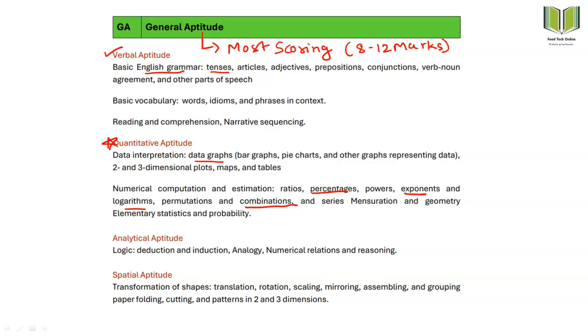And after that, logic, meaning deduction, induction, analogy, numerical relations, and reasoning: there is less chance that questions come from this topic, because in this analytical aptitude I have seen very few questions. In the past 3 to 4 years, only one question has come. Then there comes the most important section, because I have seen a lot of questions from it: transformation of shape, translation, rotation, scaling, mirroring, assembling, grouping, paper folding.